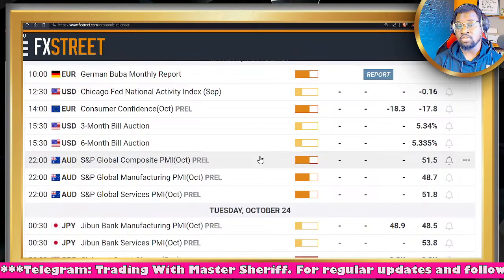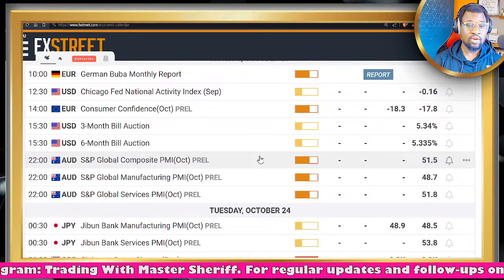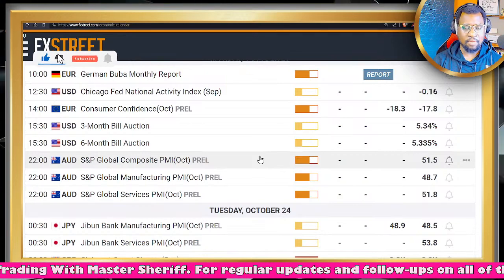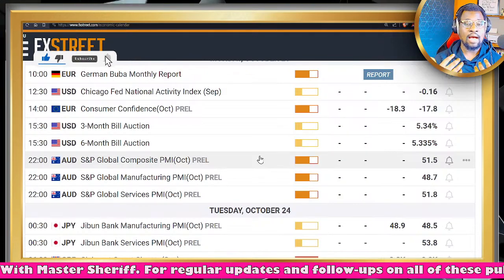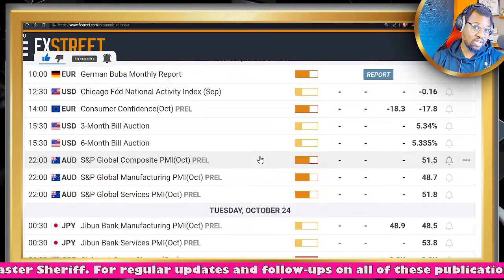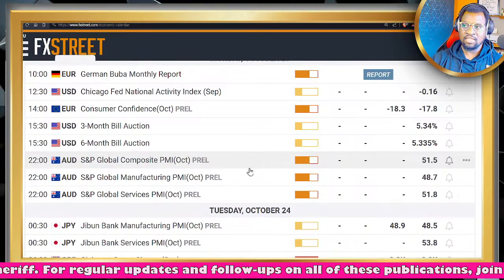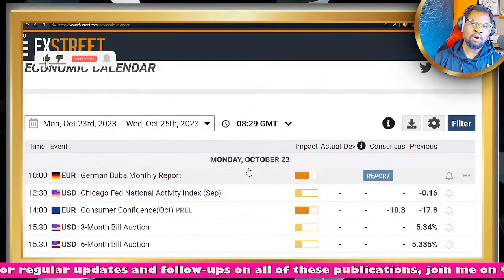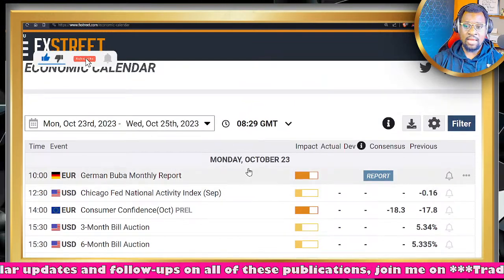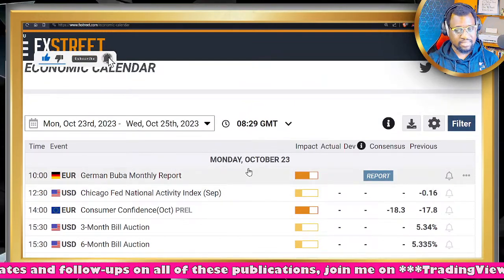So we are going to be focusing on the United States and the United Kingdom economic docket for clues into what everyone is looking forward to from the fundamental perspective. Now, for Monday, October 23, we do not have any high impact event basically.